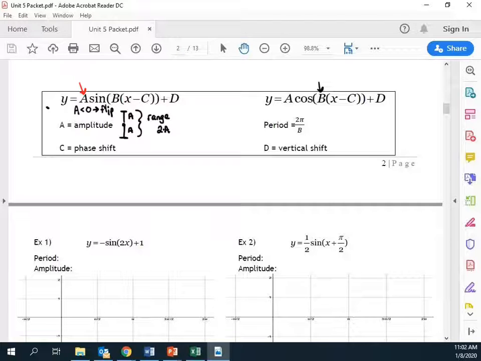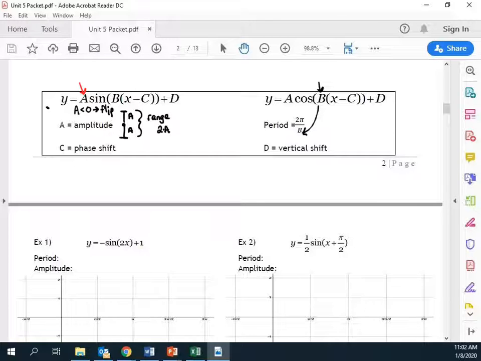So period is 2 pi. However, sometimes it's hard to write that, so we say, okay, let's use a calculation to figure out what that is. You end up taking 2 pi and dividing it by B. When you divide that, you find out the distance it takes for one full cycle to complete. So if B is 2, what's 2 pi divided by 2? It's pi by itself, which means now, let's say we're doing the cosine function.